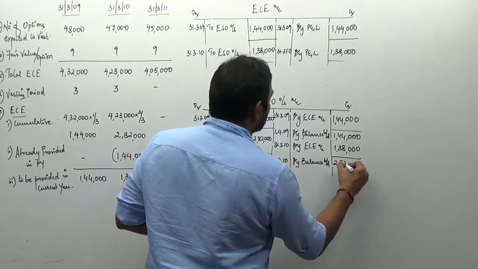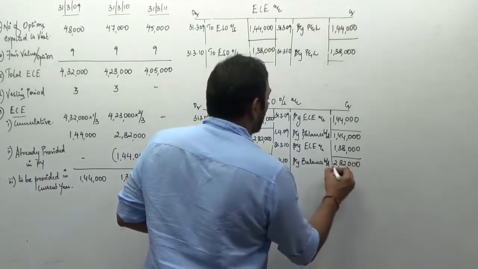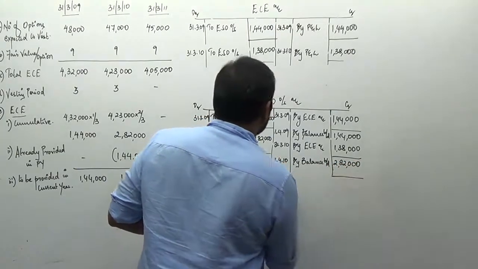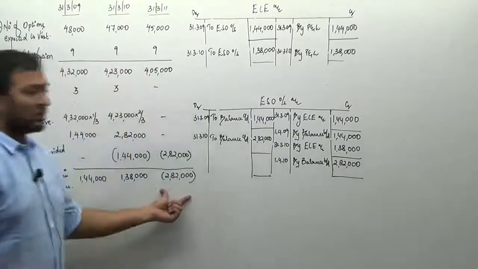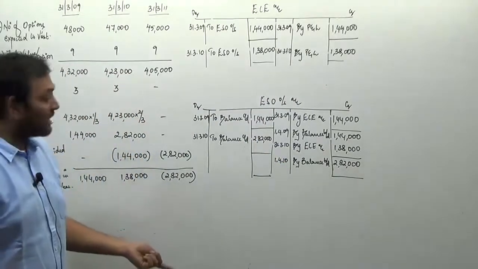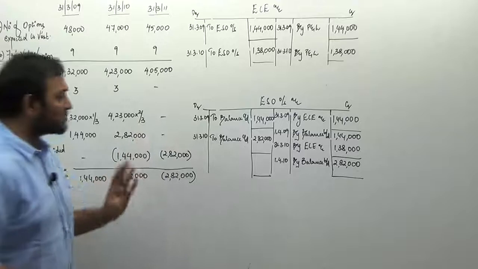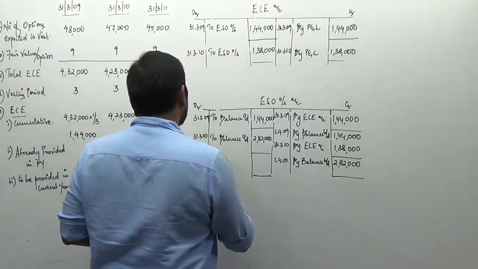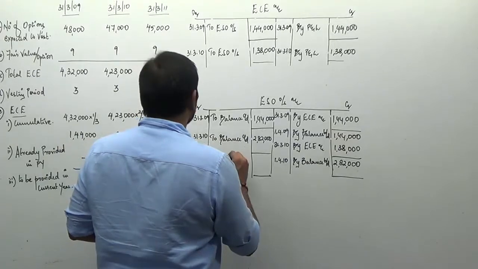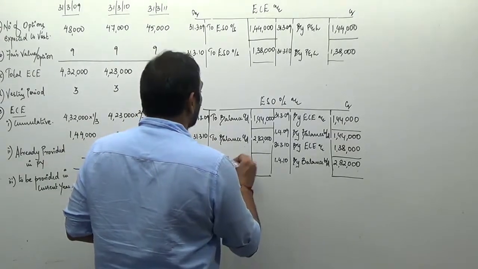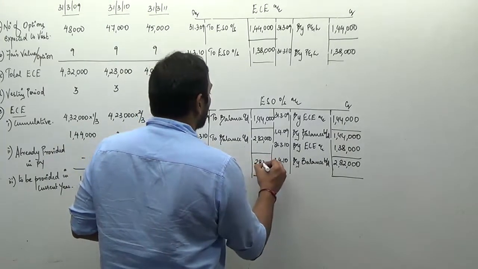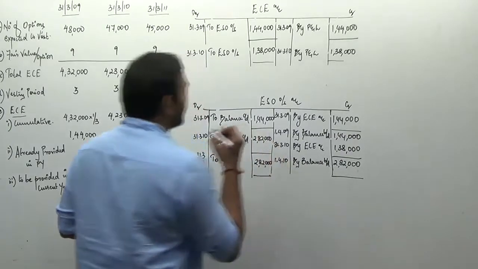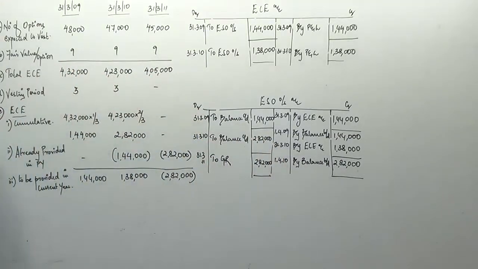Last year's carried down balance is 2,82,000. What do I do? I don't provide anything in the current year because the amount of provision required is zero, because it did not satisfy the vesting. Entire balance, transfer it to general reserve at the end of the year, 31st March 2011. Put 2,82,000 to general reserve and close the statement. No exercise entry to be recorded.